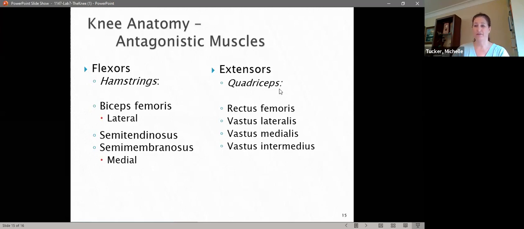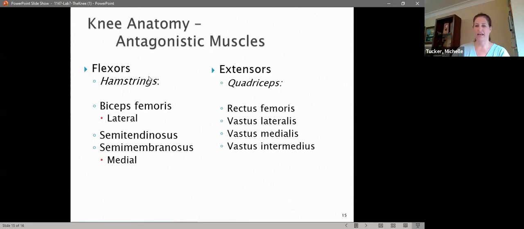On the front of our leg, we have that large quadriceps group with rectus femoris sitting right on top. And then if you remove rectus femoris, you can see vastus intermedius underneath, and it is bordered by vastus medialis on the medial side and vastus lateralis on the lateral side. And the quadriceps group will extend the knee, so it will increase the joint angle at the knee.